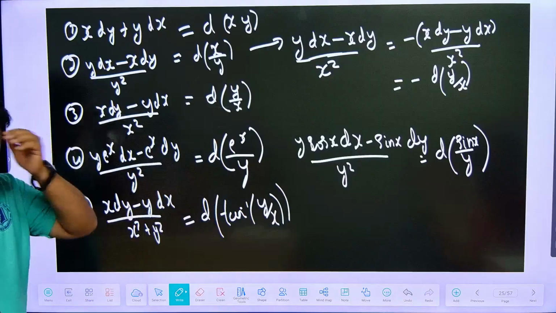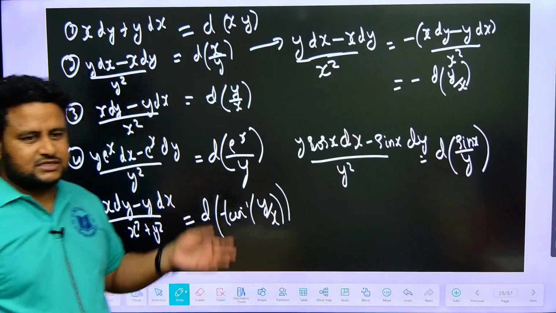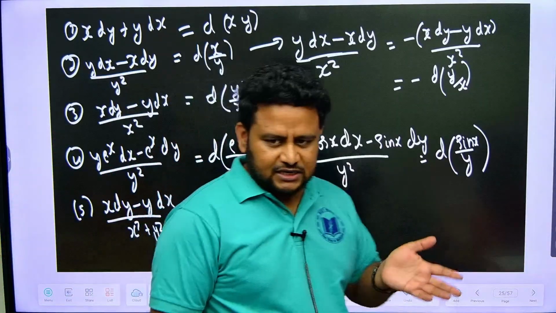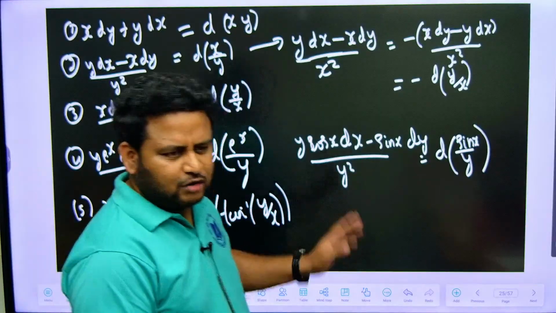If the inspection method is not flashing to you, you will use the normal method: variable separable, homogeneous linear differential equation, or non-homogeneous linear differential equation. If you get one of those, you will apply the normal method and get the answer.